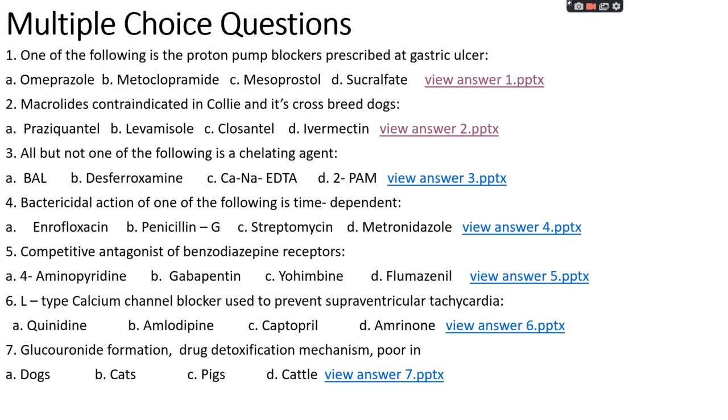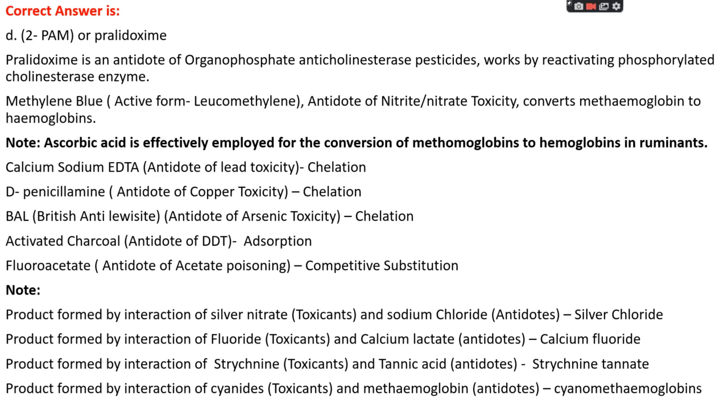Question number three: all but one of the following are chelating agents. Option A, BAL. Option B, desferrioxamine. Option C, calcium sodium EDTA. Option D, 2-PAM. The right answer is option D, 2-PAM, that is pralidoxime. Pralidoxime is the antidote for organophosphate anticholinesterase pesticides, and it works by reactivating the cholinesterase enzyme so that it can break down acetylcholine at the postsynaptic site.